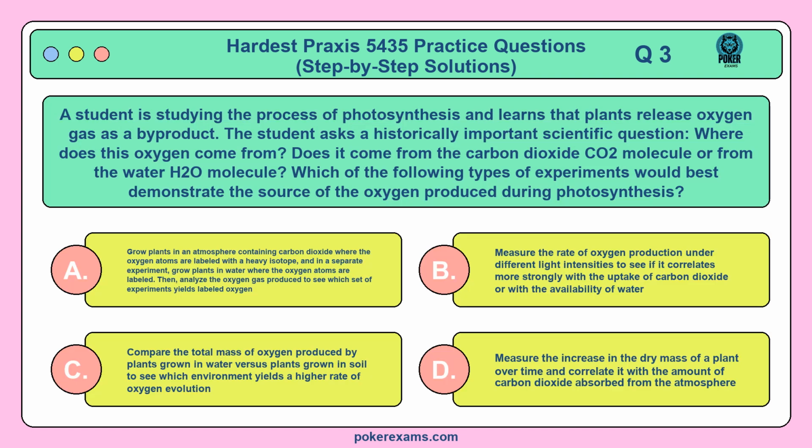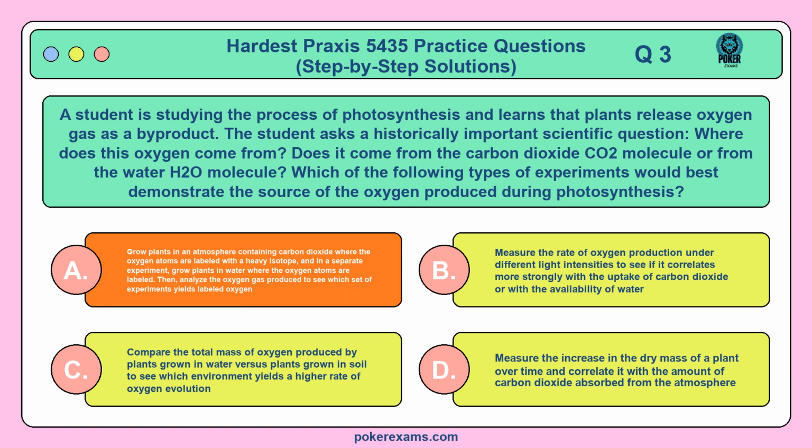Question 3. A student is studying the process of photosynthesis and learns that plants release oxygen gas as a byproduct. The student asks a historically important scientific question. Where does this oxygen come from? Does it come from the carbon dioxide CO2 molecule or from the water H2O molecule? Which of the following types of experiments would best demonstrate the source of the oxygen produced during photosynthesis?